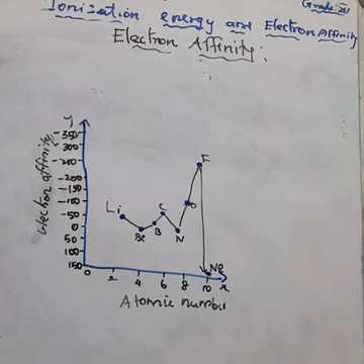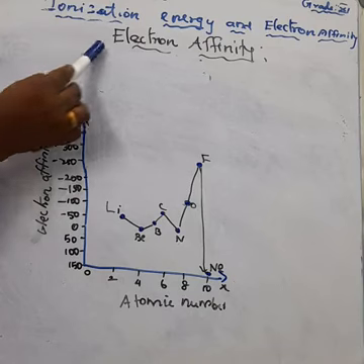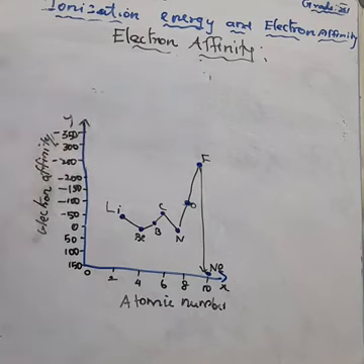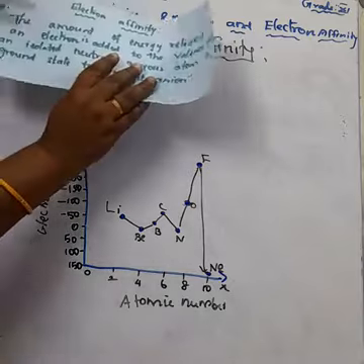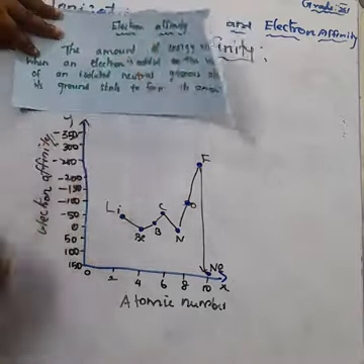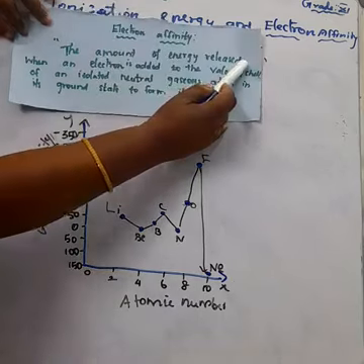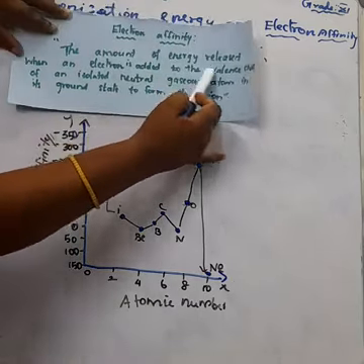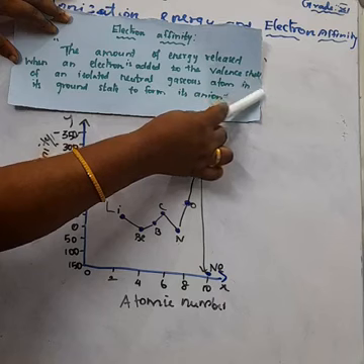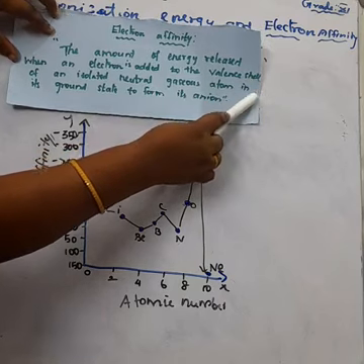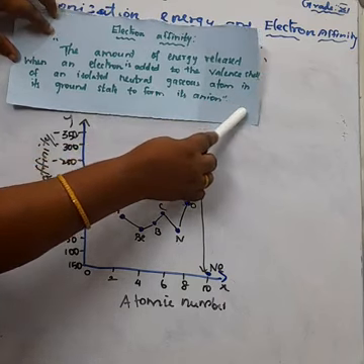Okay, students, now we are going to study electron affinity. What do you mean by affinity? Attraction, that is, accepting an electron. Electron affinity is defined as the amount of energy released when an electron is added to the valence shell of an isolated neutral gaseous atom in its ground state to form its anion.